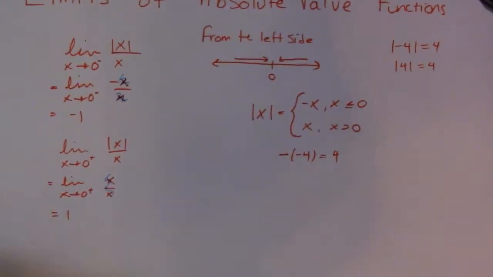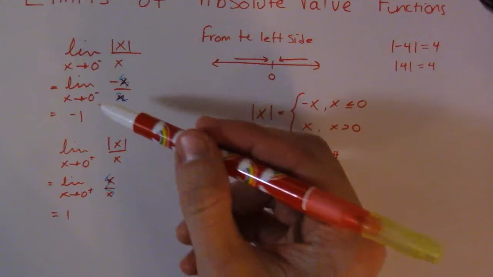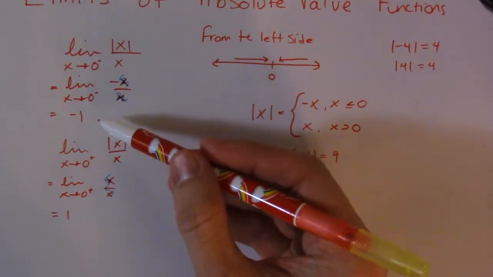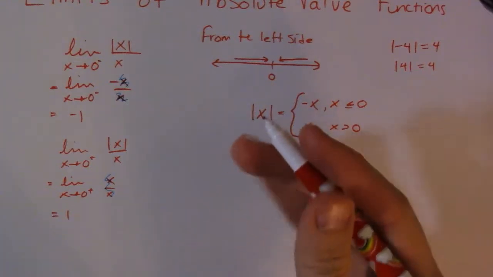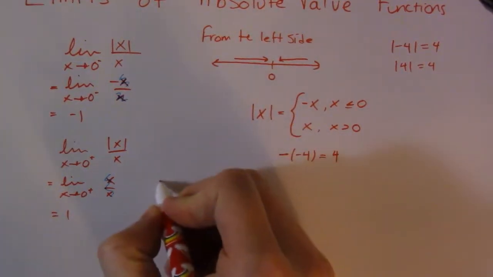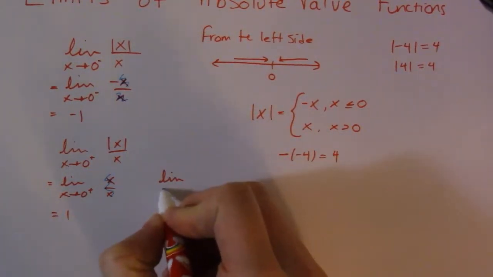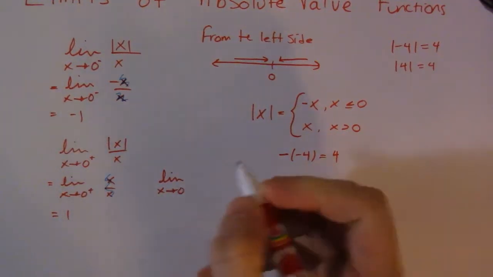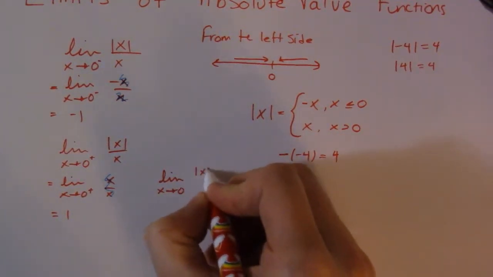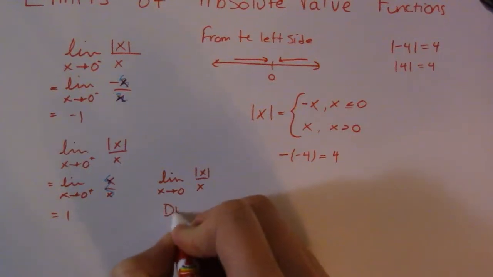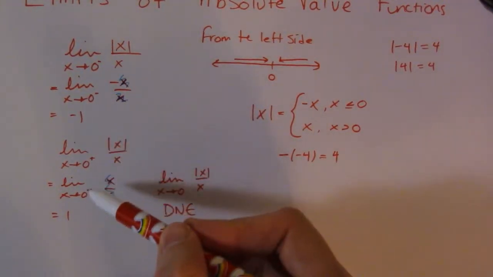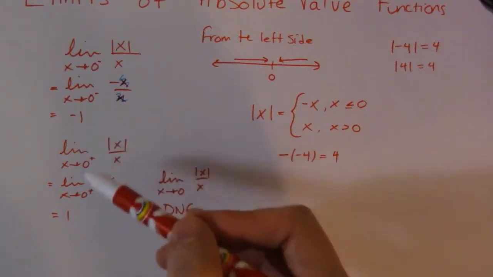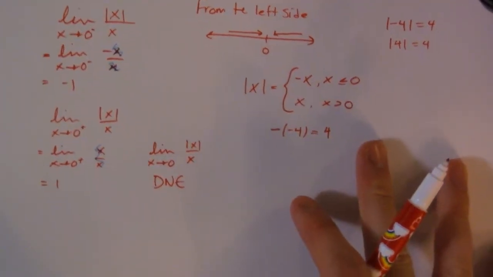So what we can see is that our one-sided limits actually approach different numbers. This one approaches negative 1, this one approaches 1. Therefore, we can make a statement, which I wasn't really thinking about, but I will say it anyway: as x approaches 0, the limit of the absolute value of x over x does not exist. In order for a limit to exist, our one-sided limits have to approach the same number, which they don't in this case.